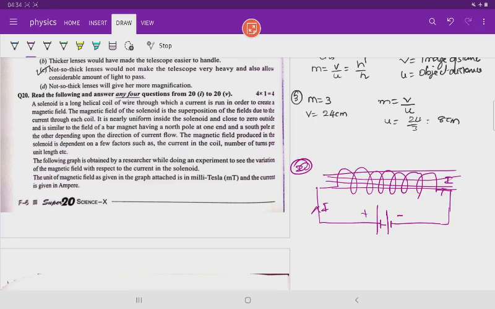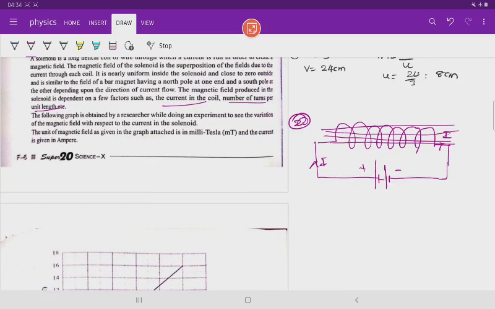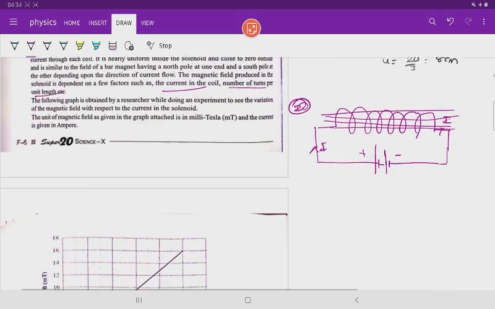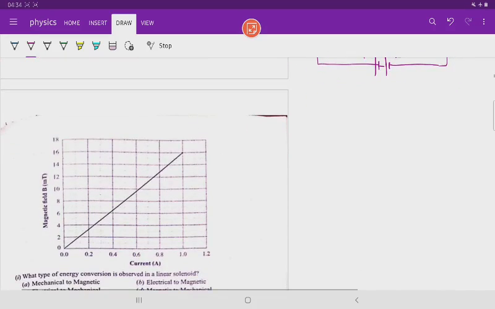The magnetic field produced in the solenoid depends upon a few factors such as current and number of turns per unit length, that is small n. If more coils are used, the magnetic field is greater. If there is more current, more magnetic field is induced in the solenoid. So both are directly proportional. The following graph is obtained by a researcher while doing an experiment to see the variation of magnetic field with respect to current in a solenoid. The unit of magnetic field is given in the graph in millitesla and the current is given in amperes.